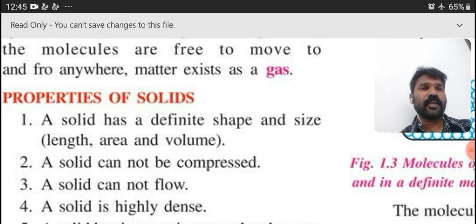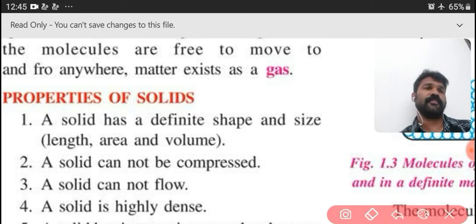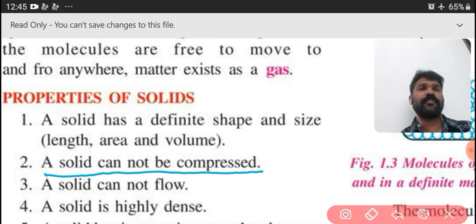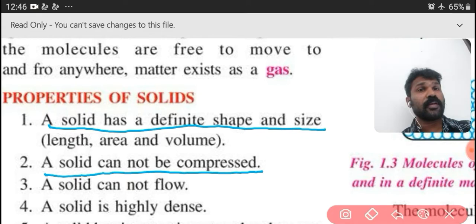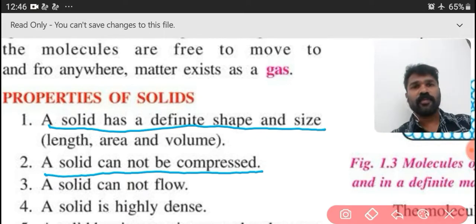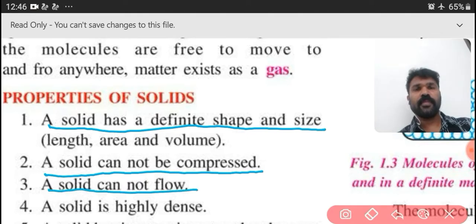The second property is, a solid cannot be compressed. The first one is, a solid has a definite shape and size. Third one, a solid cannot flow. And a solid is highly dense.